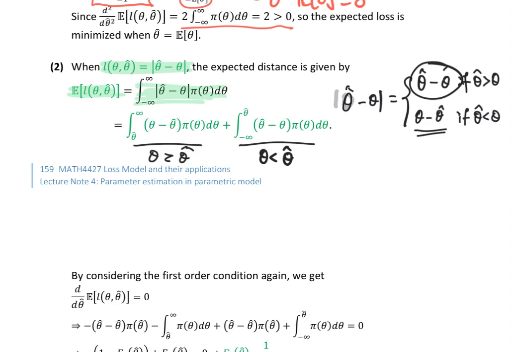Just like what we did before, you differentiate this with respect to theta hat and set it equal to 0. Now, differentiating this function with respect to theta hat is a little bit tricky, because you can see that theta hat appears in many terms in your expected value, not just in the integrand itself, but also in the upper and lower limits here.